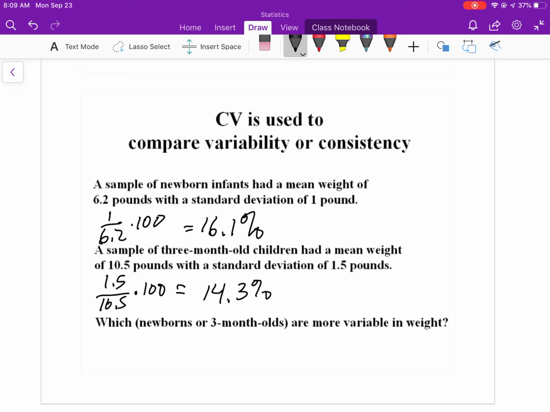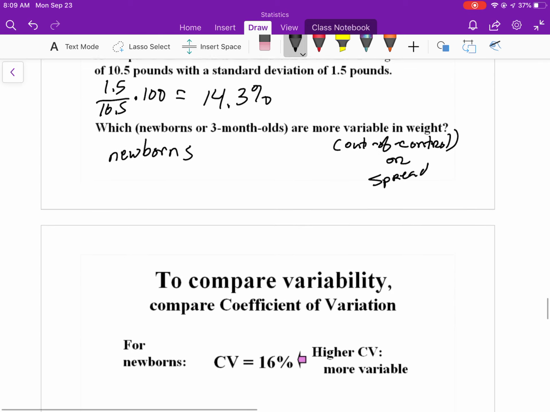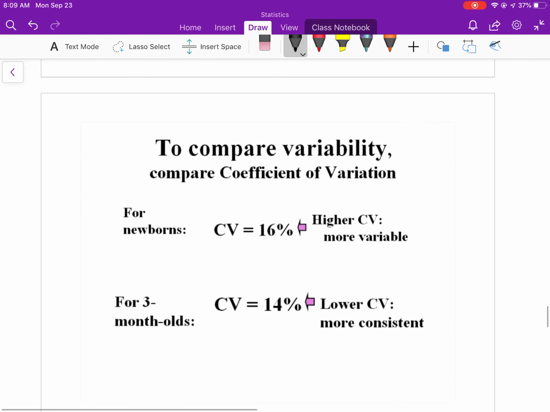Okay, which one has more variability? It would be the newborns. And what I mean by variability is, in a way, out of control or spread out. And I say that because 16.1% is bigger than 14.3. Now, that's not a drastic difference, so it's not as big of a deal. All right, kind of a long section, but I get it.